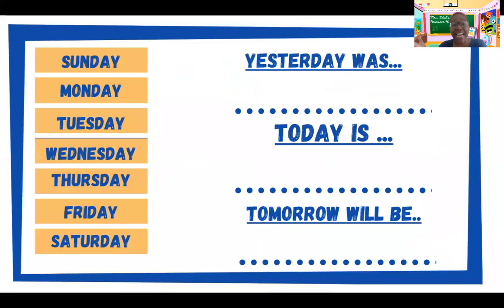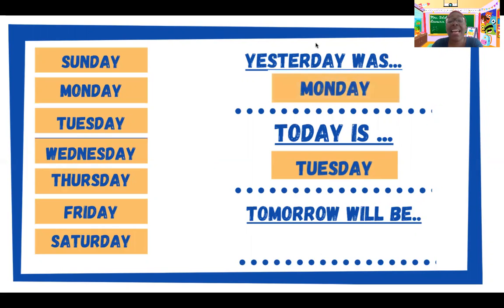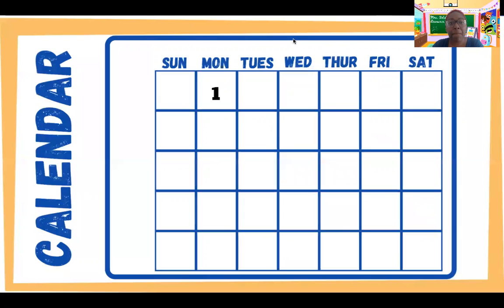Do you know what today is? Let's think. Well, it's the second school day of the week. So what does that mean? That's right. Today is Tuesday. Well, if today is Tuesday, then what was yesterday? If today is Tuesday, that means that yesterday was Monday. And if yesterday was Monday and today is Tuesday, what will tomorrow be? That's right. Tomorrow will be Wednesday.